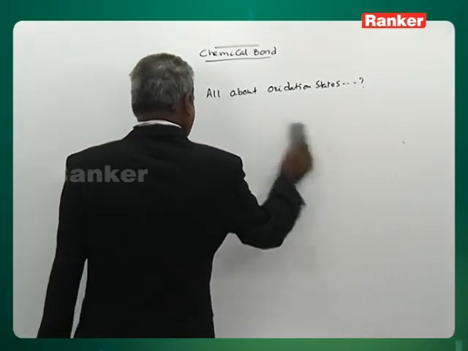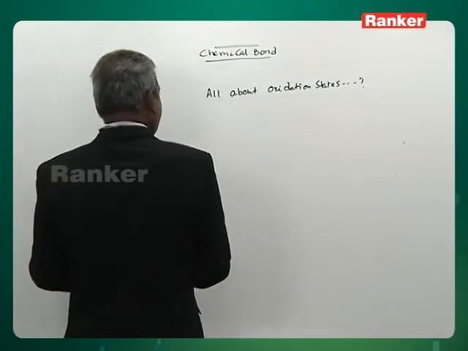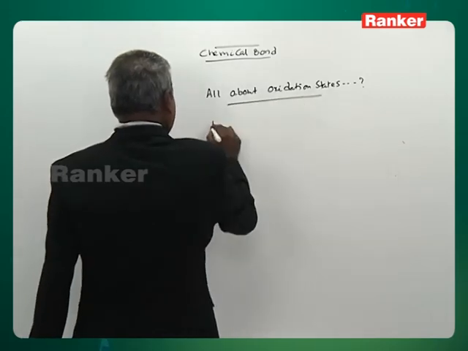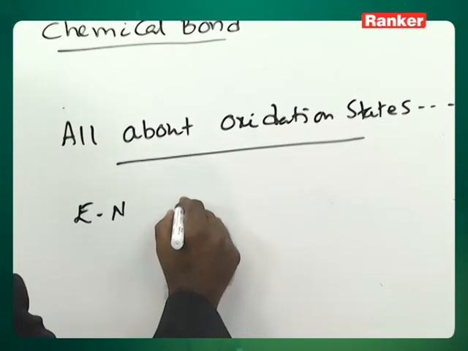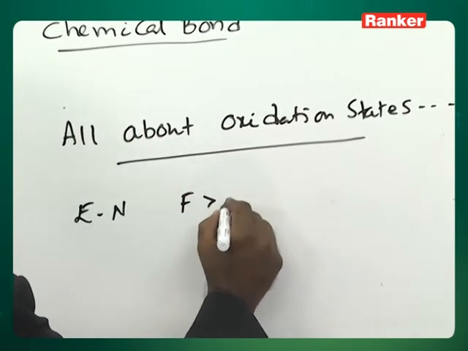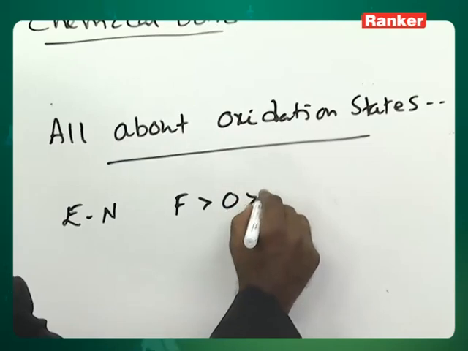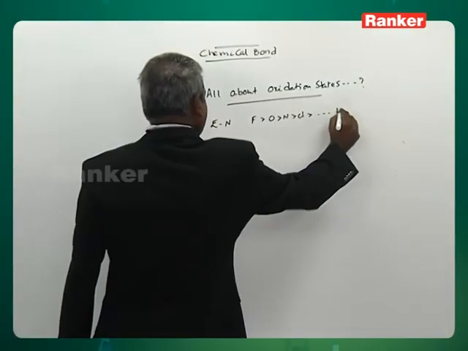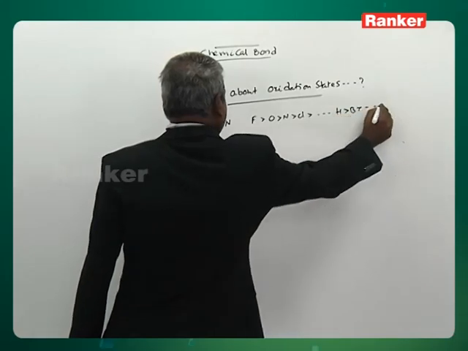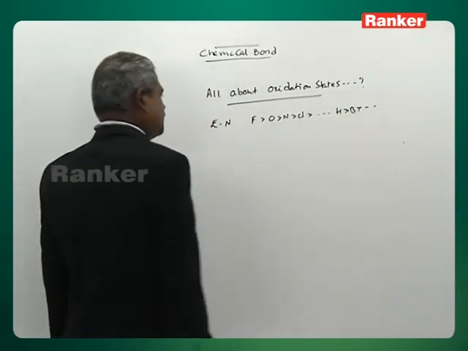Look here. And you know which is more electronegative. Behind all this is the electronegativity order: electronegativity of fluorine is greater than oxygen, greater than nitrogen, greater than chlorine, this holds good. H is greater than B, and you get other non-metals here.